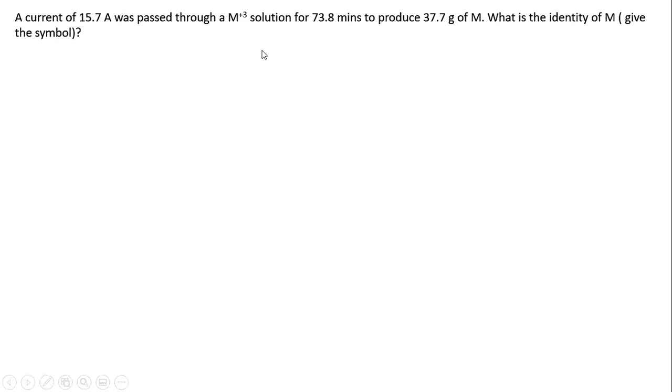So again, to determine the identity of the metal, we need to know the molar mass of the metal. So we need to know the mass of the metal and the moles of the metal. And so the mass of metal is given to us in the problem, 37.7 grams. So we know the mass of metal, we need to know the moles of metal. The moles of metal is not given to us in the problem.